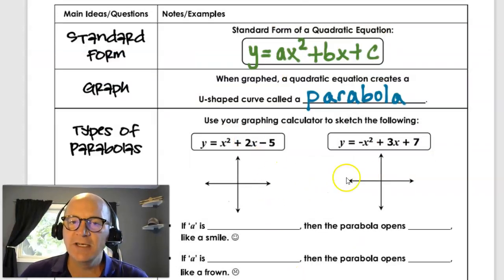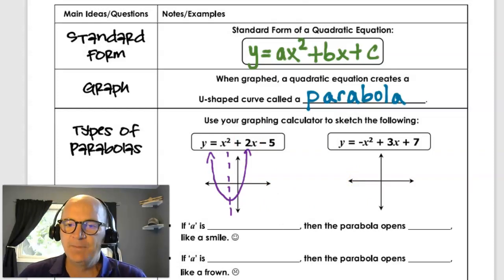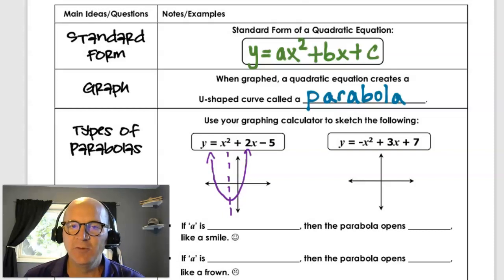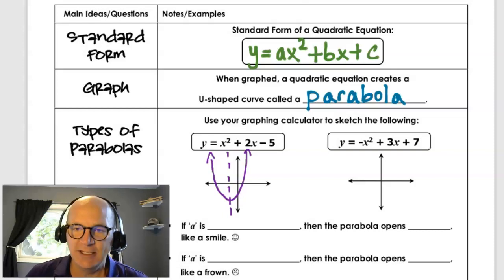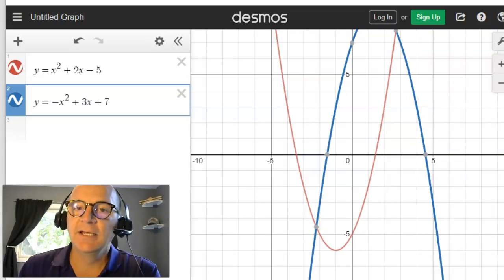So if we wanted to sketch this, we know that the vertex is at (-1, -6), and this opens up. Now let's take a look at the other equation as well. I've gone ahead and typed that in.